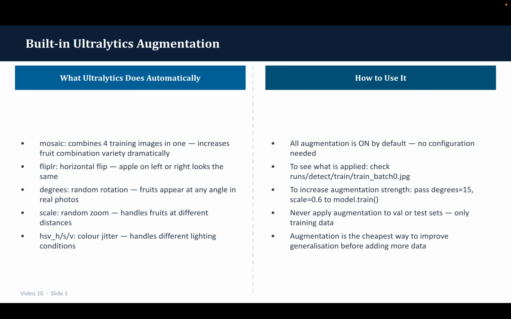And a standard in machine learning is you never apply augmentation to validation or test datasets, only training, because the moment you start doing that, you start introducing things like data leakage. Augmentation is the cheapest way to improve generalization before even adding more data.